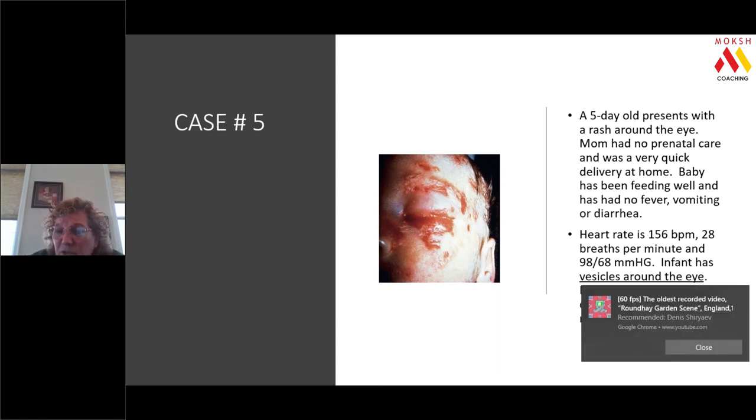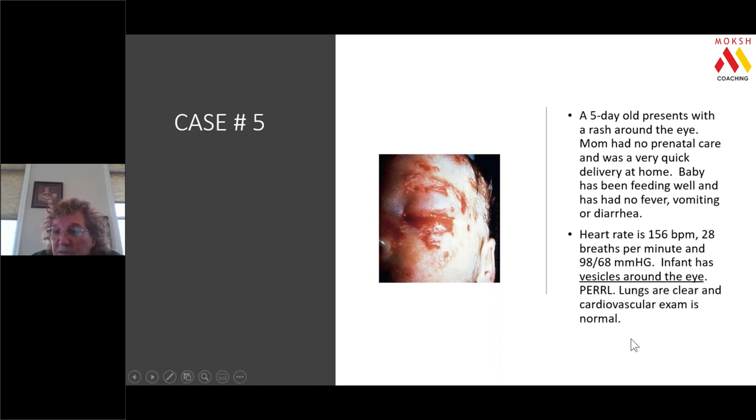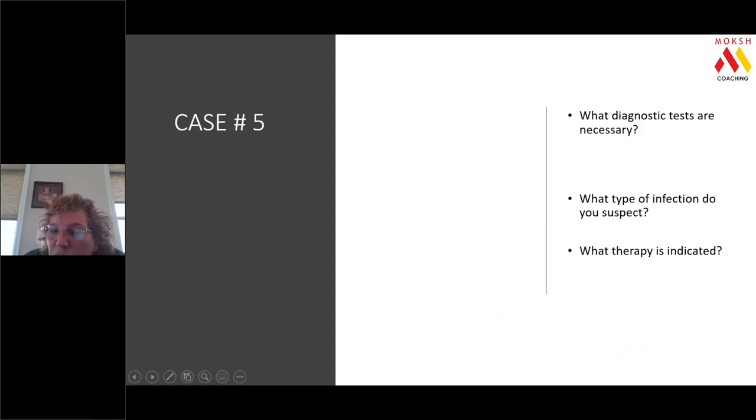Yes, this looks like... what's your concern? Herpes, correct. And so what do you need to do? What diagnostic tests do you need to do? What's different about herpes in babies under 30 days of age? Yes, you need to do a PCR. Usually what we're going to do is oral swabs, rectal swabs, making sure we test everywhere. The lesions we'll also do a PCR on. But what else do you need to do?